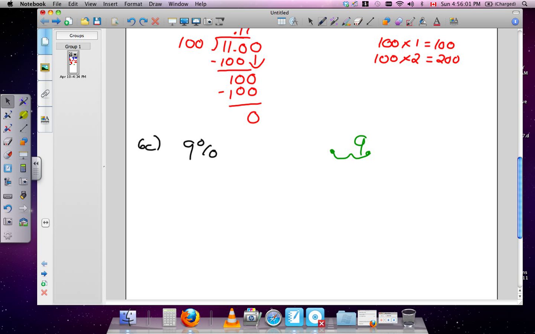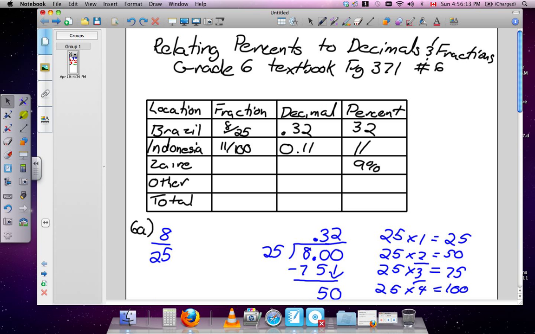So what's in front of this? 0. So what's my new number? Decimal 0.09. That's what we're working with in our decimal. So we go back up and fill that in. 0.09.